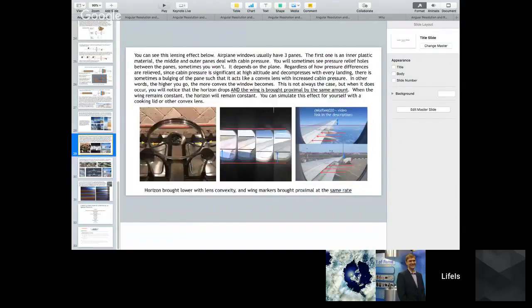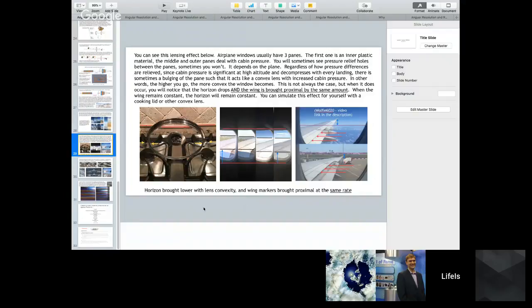Well, it's because it's lensing. And so as the plane ascends in height, the cabin pressure is increasing, and this is my assumption of what's going on, why it's bowing out the window, or some part of the window, either the inner pane or the middle pane, or some part of the window is bowing outward and creating a convex lens. And that's when you do this with your cooking lid, you can see that you drop the horizon and you bring everything closer in that was below the center point. That's, to me, pretty straightforward. You know, that's why this horizon is apparently dropping, A, due to wingtip flex, and B, that you're getting lensing because you see the wing getting brought forward.